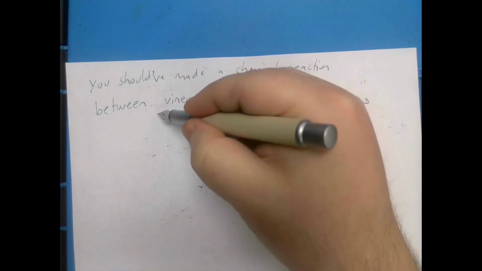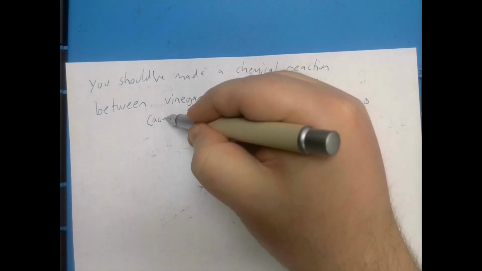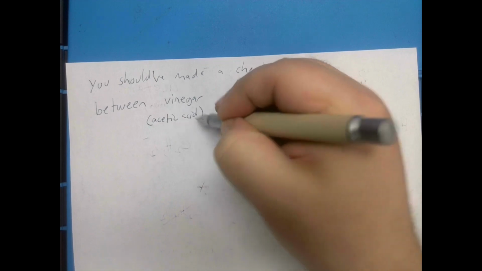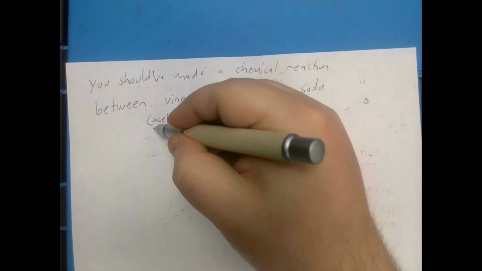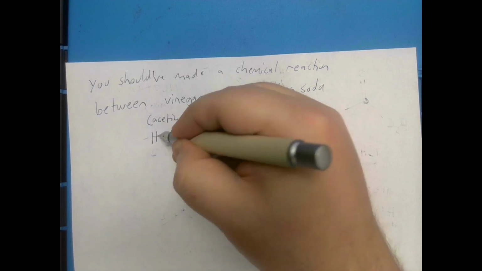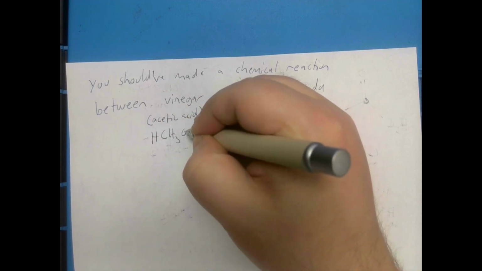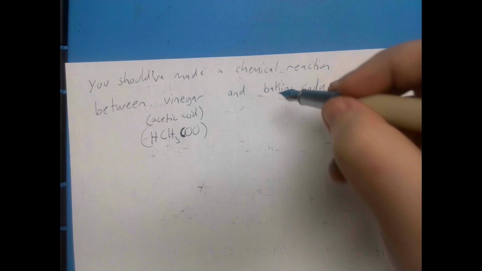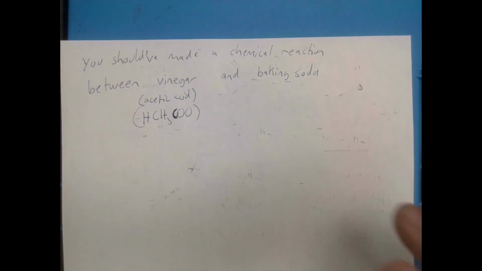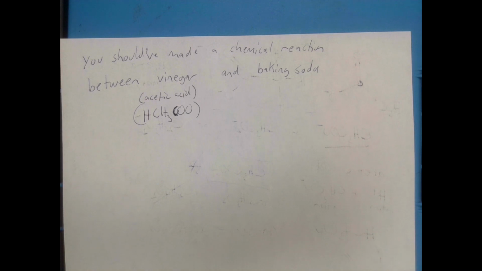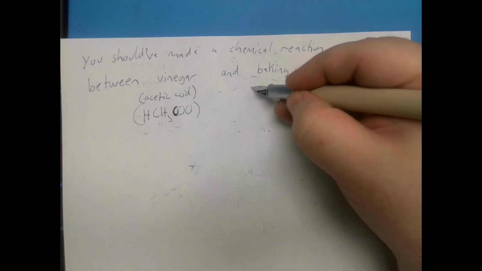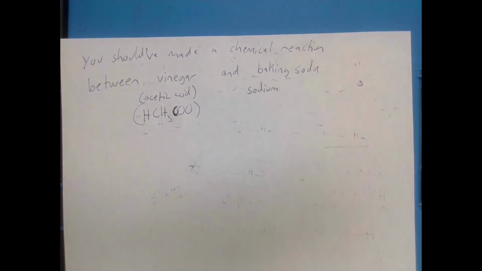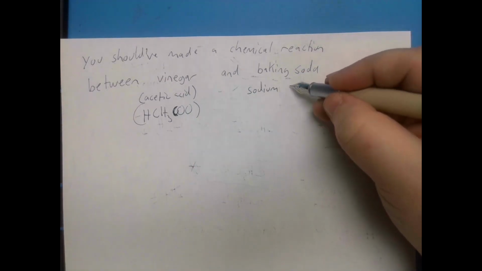So, vinegar, the technical chemical name, is acetic acid. And I'm going to put the H in front, so we have always, by convention, cations first. That is H, CH3, and that should be a C. What is the chemical name for baking soda? Soda is a short name or Latin name for a chemical. Sodium bicarbonate.